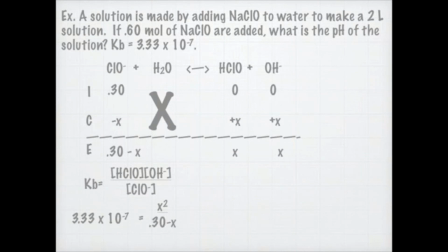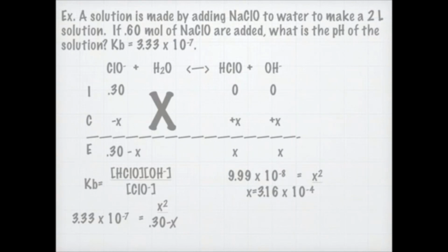Well, using my law of 100, 0.30 divided by 3.33 times 10 to the negative 7th is going to be larger than 100, so I can ignore that X. So all I need to do now is take 3.33 times 10 to the negative 7th, multiply that by the 0.30, and then square root that. So I end up getting 9.99 times 10 to the negative 8th equals X squared. I'm going to square root that, and what I end up getting for my answer is 3.16 times 10 to the negative 4th. Now that's my concentration of hydroxide.